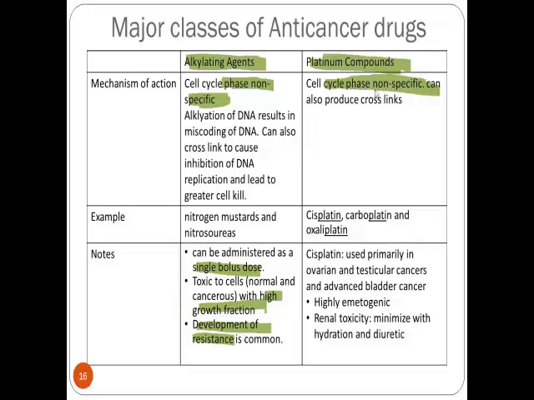The platinum-containing compounds, cisplatin, carboplatin, oxaliplatin, are used mainly in ovarian, testicular cancer and advanced bladder cancer. Causes nausea and vomiting like you will not believe. And so again, pre-treatment with an antiemetic is good to ensure patient compliance and make sure that the patient doesn't lose any more weight than they really have to. And because it also causes renal toxicity, you ask the patient to drink lots, or you give them IV fluids and then give them a diuretic to flush it out, so that the fluid doesn't build up within the system.